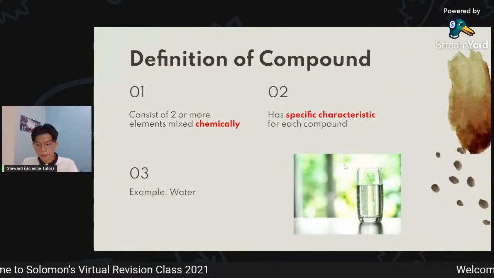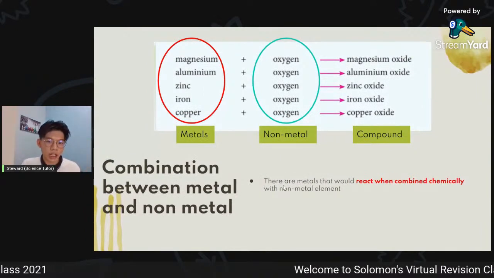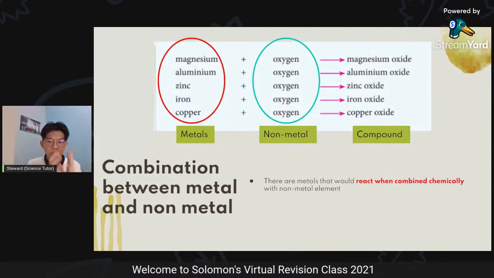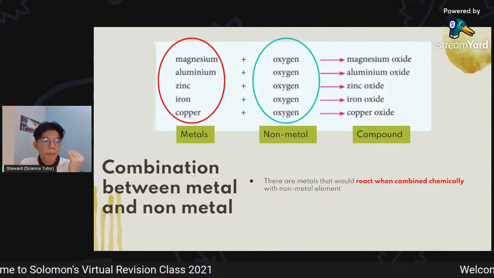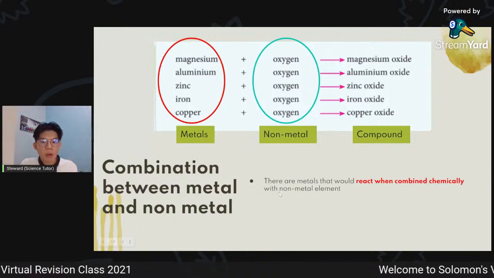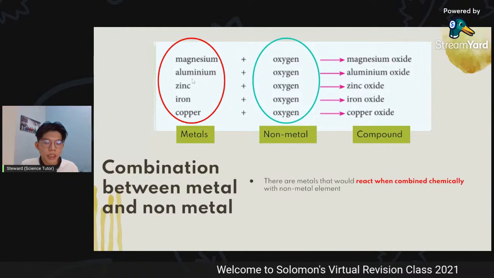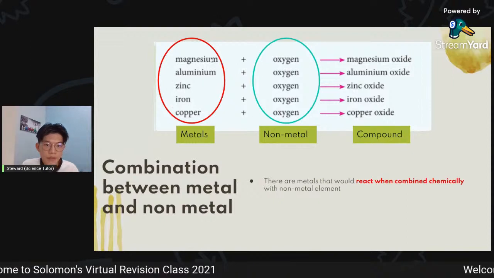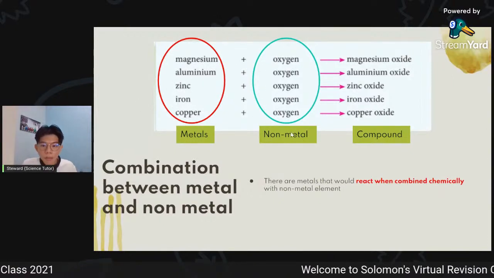All right, so let's look at how the metals and the non-metals combine together to become a compound. If we want to combine magnesium, aluminium, zinc, iron and copper, which are five metal elements here, we combine them with oxygen, which is one of the non-metals.